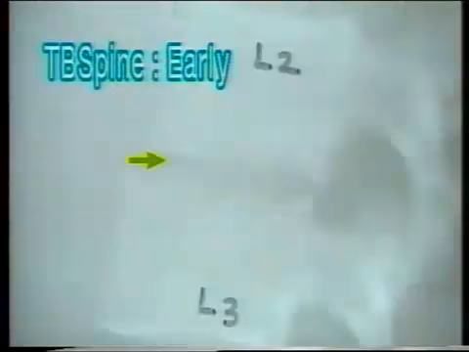This is another early lesion showing a reduction in the intervertebral disc space between the second and third lumbar vertebrae and irregularity of the margins of the vertebrae. Sclerotic reaction is usually minimal or absent in tuberculosis. Note the irregular margin and reduced disc space.